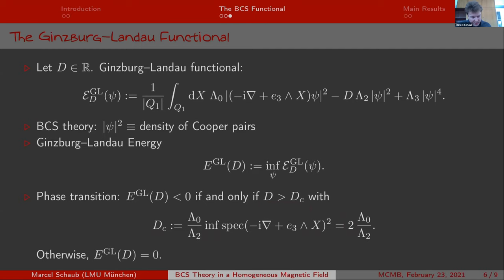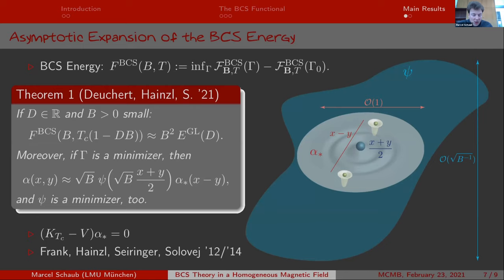And then I can show you my main result, or the first one. So I look at the BCS energy of the system, which is the infimum over all states of the BCS functional compared to the energy of the normal state. And then I see that if I'm in a linear scaling of the temperature around the critical temperature, then this energy is given to leading order by the Ginzburg-Landau energy.